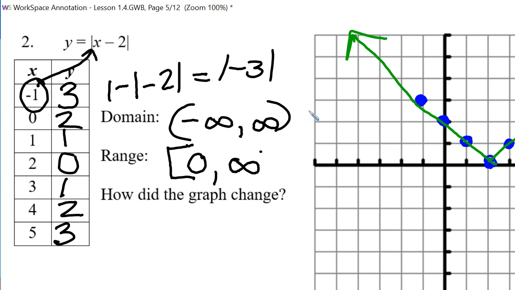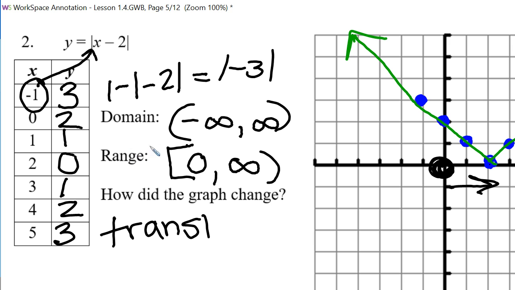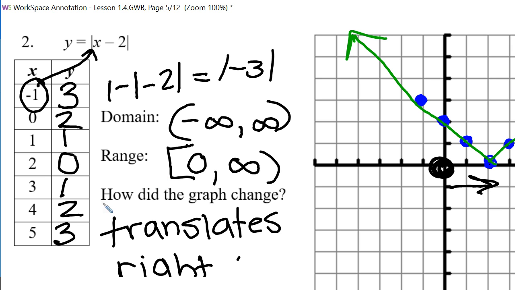Remember that the parent function has its vertex right here at the origin. But is the vertex at the origin? No. Which way did that vertex move? And move to the right how many units? 2. So we need to say translate right 2 units. So it translates right 2 units.